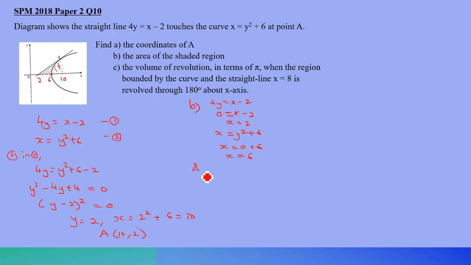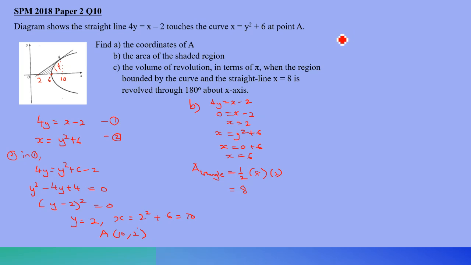So how to find the area of a triangle here? Area for the triangle will be half the base. What is the length of the base? 10 minus 2, which is 8. And the height of this triangle is 2. We already found it from the first part. Remember, your y value is 2. So your area of the triangle will be 8. Now we need to find the area under this curve between 6 and 10, so that then we get the shaded region.